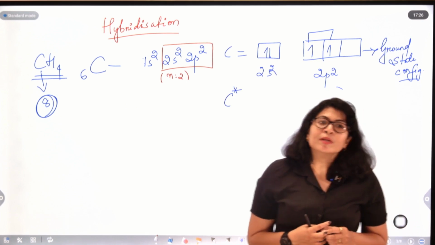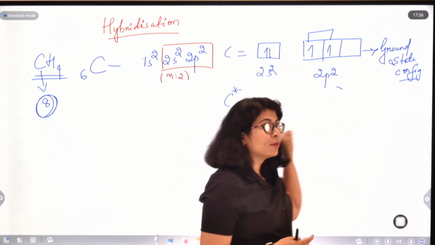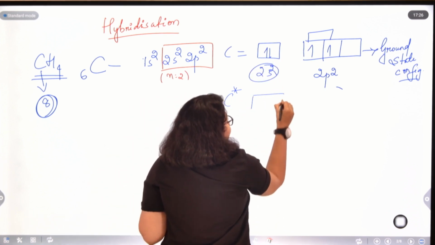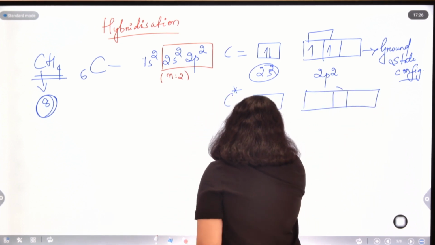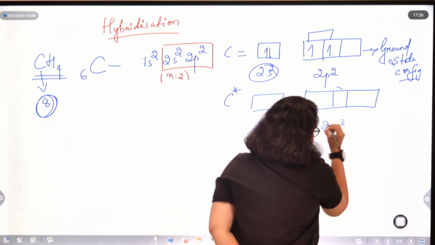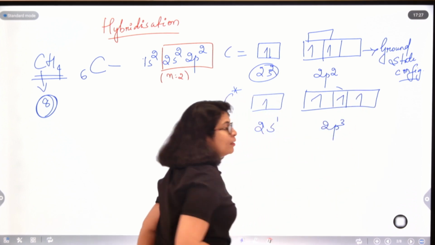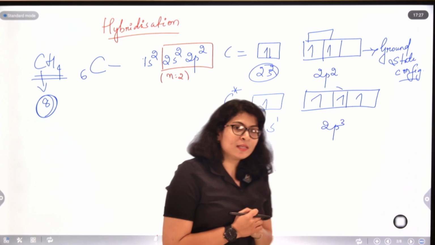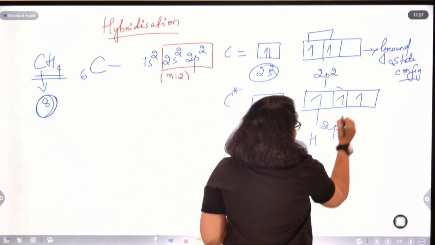And what will happen in the excited state? Unpairing of these electrons. Okay, the paired electrons which were present in 2s earlier will get unpaired, and the configuration will become 2s1, 2p3. 1 here, and all these are singly occupied. Now the carbon is having 4 unpaired electrons. It can easily form 4 bonds with 4 hydrogen atoms.